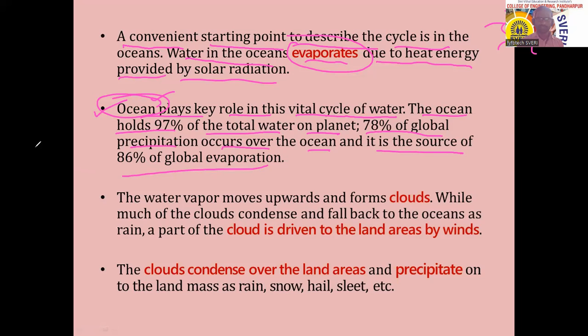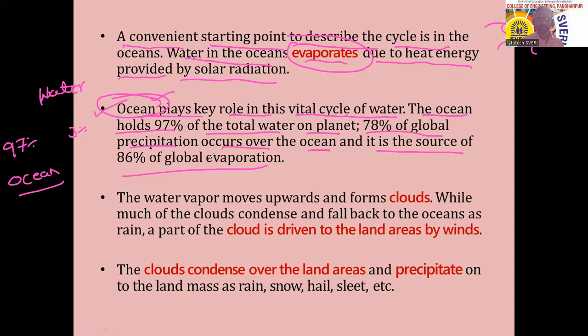So what it is saying is the ocean holds 97% of the total water. Where is it? It is there in the ocean. Only 3% is there in the form of ponds, dams, streams, lakes. This is saline water, this is fresh water, correct, Aina?